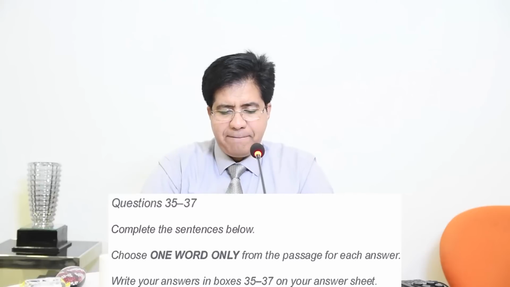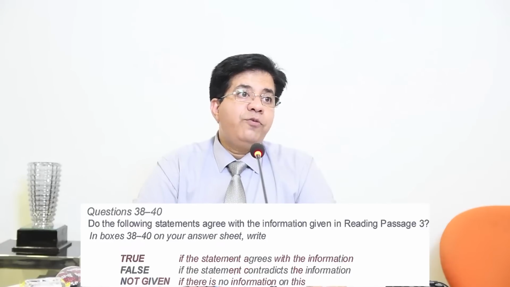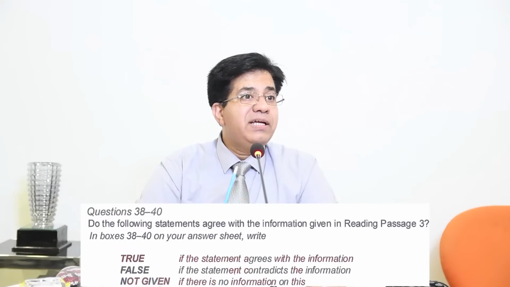Now we've got list of headings and there are several questions. Now list of headings is type B questions, right? You can start with list of headings, but actually these are 8 questions. On the other hand, if you come to questions 35 to 37, what is that? One word only. Questions 38 to 40? True, false, not given. And both are type A questions.